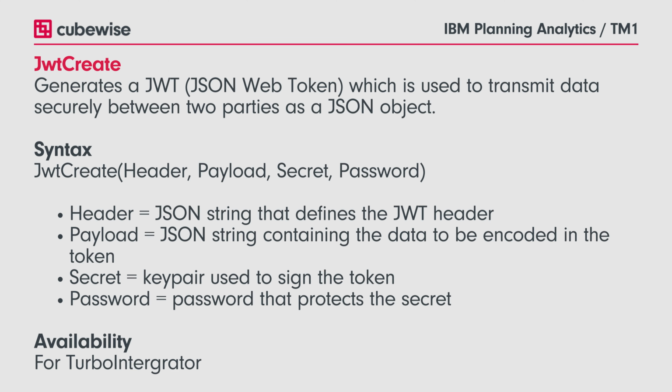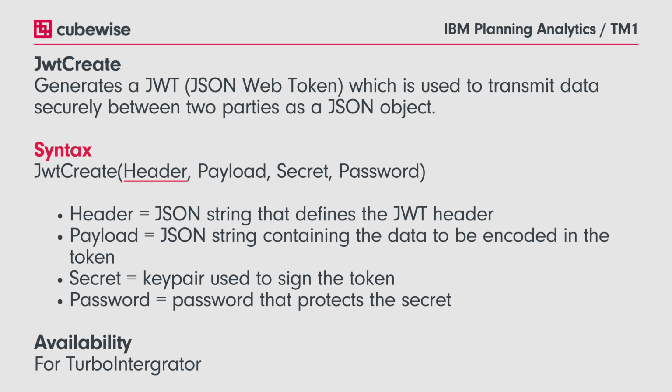The JWT create function creates a JSON Web Token, which is used to transmit data securely between two parties as a JSON object. Header is a JSON string that defines the JWT header. Payload is a JSON string containing the data to be encoded in the token. Secret is a key pair used to sign the token. Password is a password that protects the secret. This function is only available in Turbo Integrator.